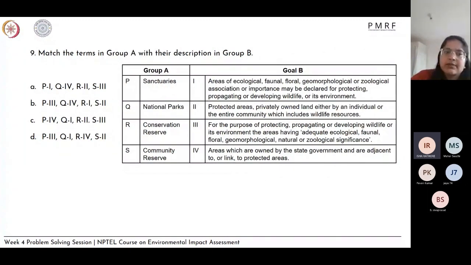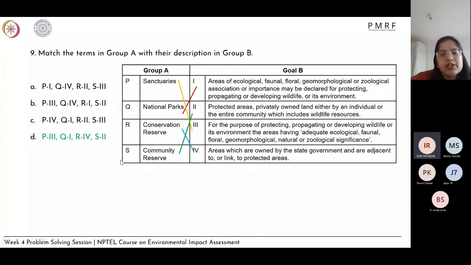Moving on to question 9, match the terms in group A with their description in group B. So you have the marine conserved areas and their definitions in group B. So you need to match group A with group B. So definitions are again important. Okay. So D is the correct answer.